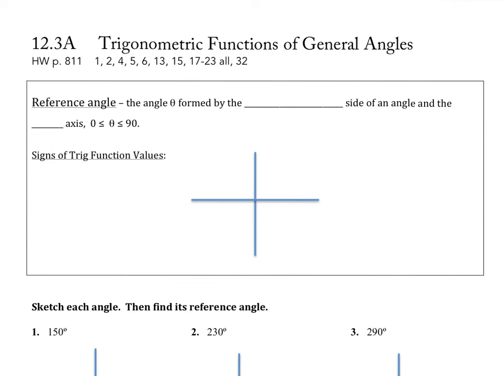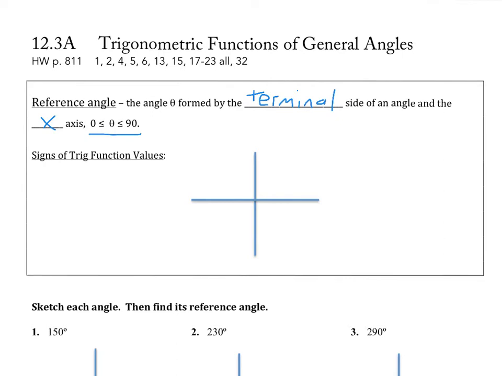In 12.3 day 1, the first thing we're going to learn about is a reference angle. So a reference angle is an angle formed by the terminal side and the x-axis. Reference angles have to be positive and they have to be between 0 and 90 degrees. Alright, we'll get back to reference angles in a minute.